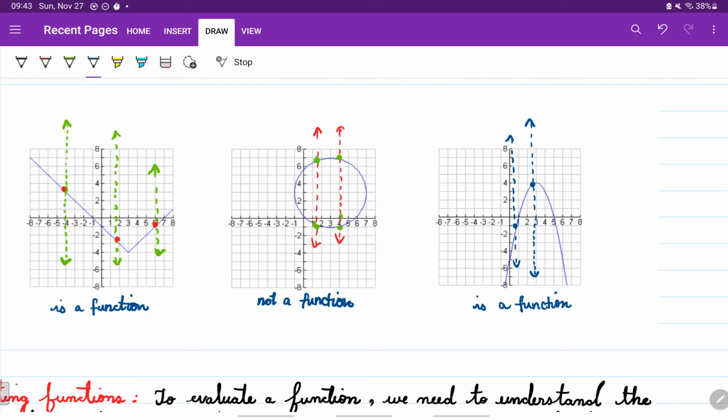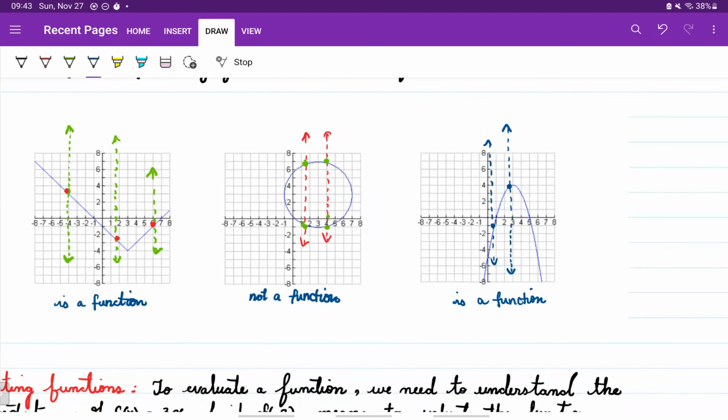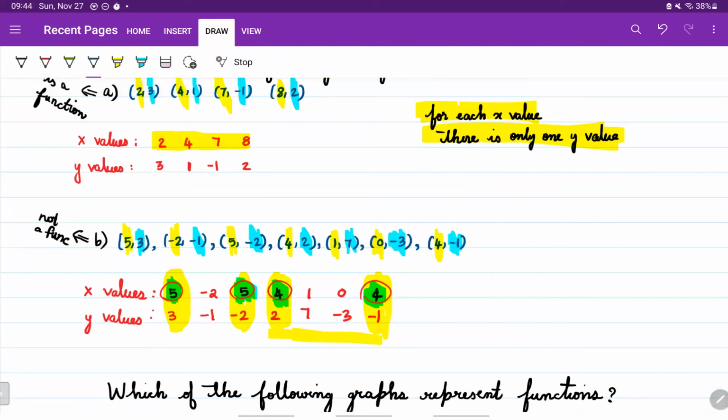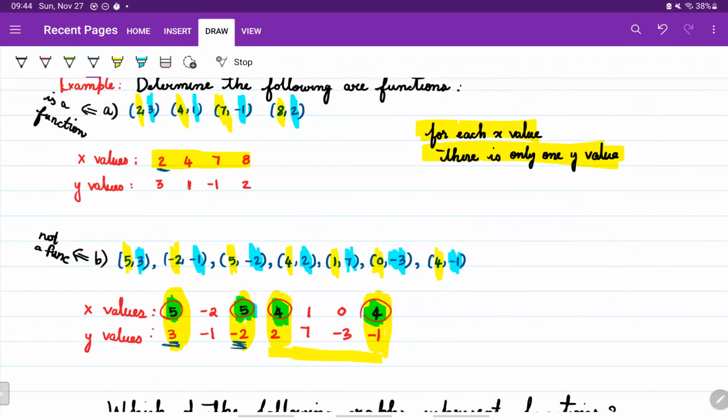Just to repeat, what we did for this problem is draw a vertical line on our graph and see how many times the actual graph intersects with the lines that we've drawn. If for one vertical line it only intersects once, it is a function. And if it intersects twice or more, it is not a function. And for the earlier problems, we just checked whether for the same x values, there are different y values. If you have different y values for the same x value, then it is not a function. But for each x value, if there is a unique y value, that means it is a function.